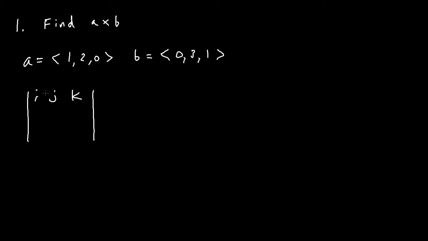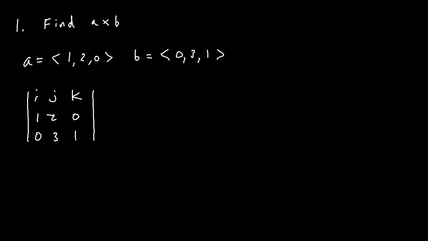And so I represents the x components, J is going to be the y components, and K is the z components. Since A is first, we're going to put A's components from left to right, so 1, 2, 0. And then on the third row we put B's components from left to right, so 0, 3, and 1. So now what we have to do is take the matrix and write it in determinant notation.